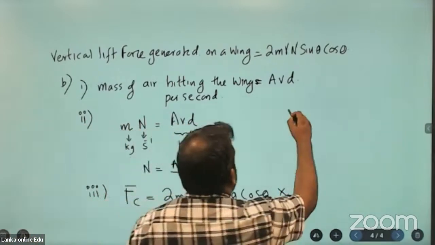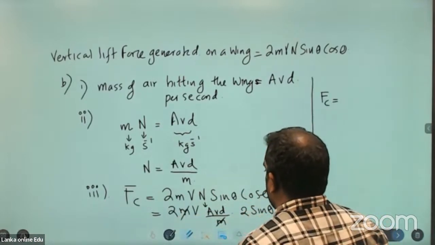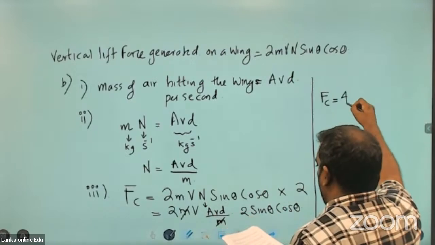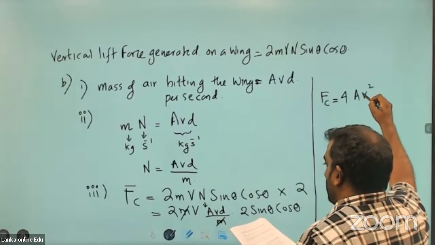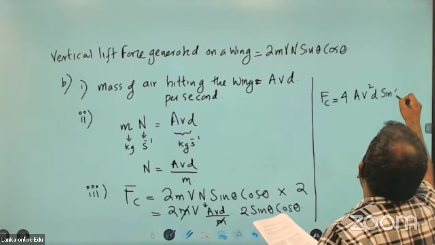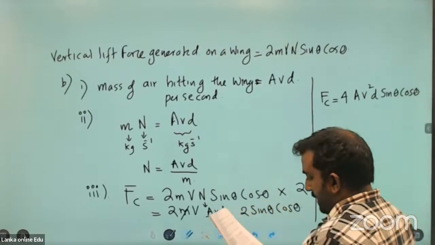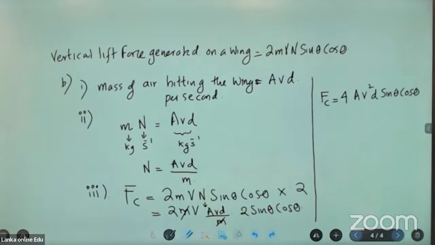The total vertical force due to collision. Here you will have 4 times A V squared D, sin theta cos theta. Because two wings are there, you have to multiply this by 2. So 4 times A D V squared, sin theta over cos theta. There you go. Correct?